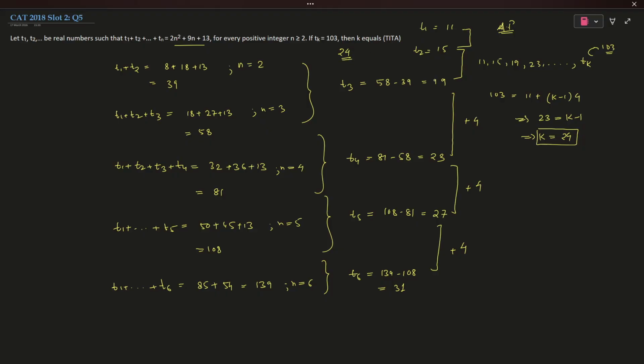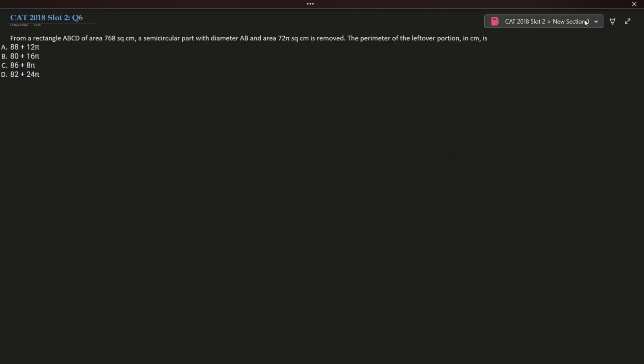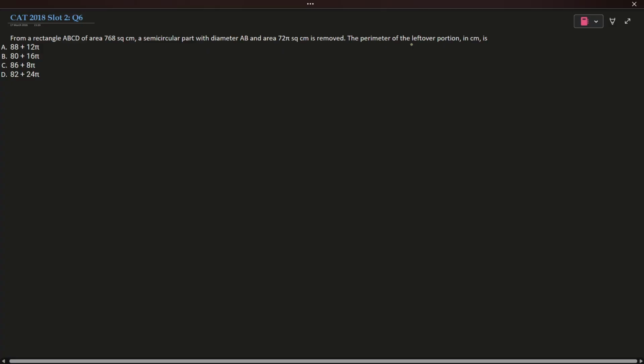Not a difficult one. A bit lengthy, I would say, but definitely not difficult. Let's move on to the next question. From a rectangle ABCD of area 768 square centimeter, a semicircular part with diameter AB and area 72 pi square centimeter is removed. Find the perimeter of the leftover portion.